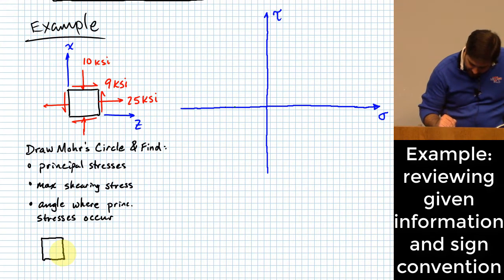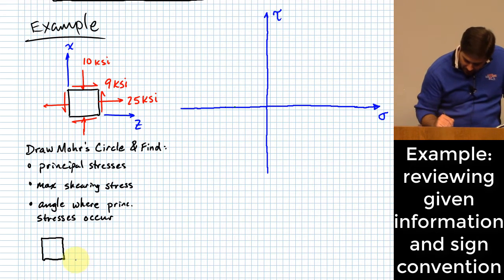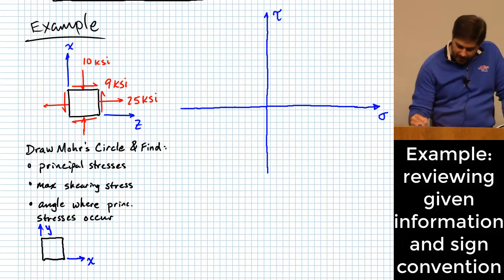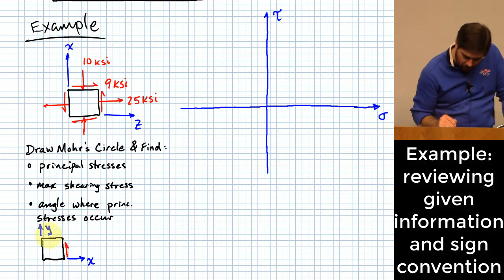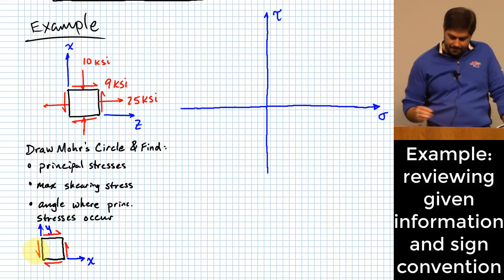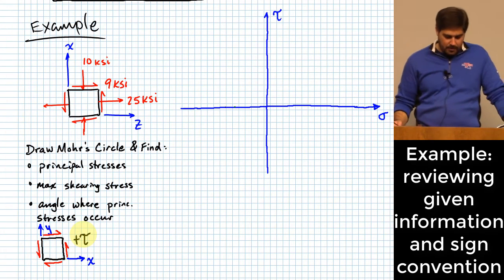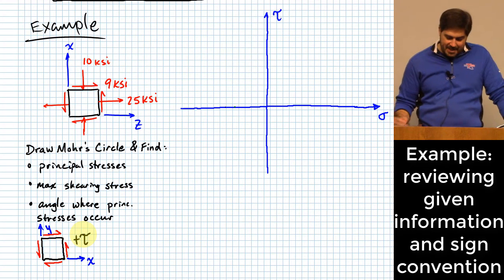You had a little element of material. In XY, it's easy. You're used to always seeing XY like this. Okay, and when you have something in that situation, shearing stresses are positive this direction. Okay. What about YZ?